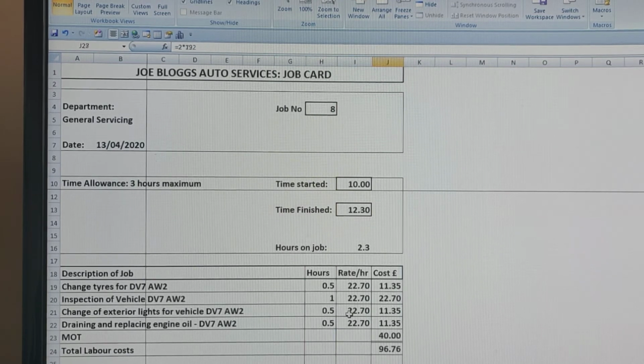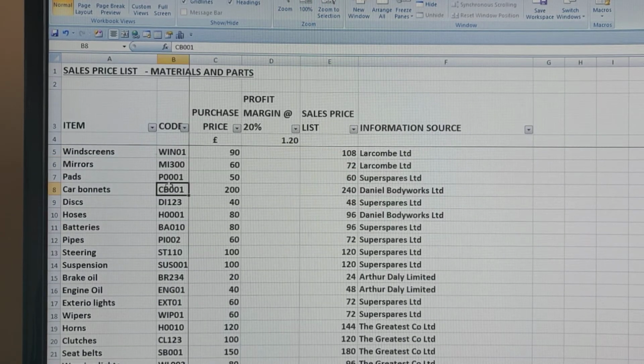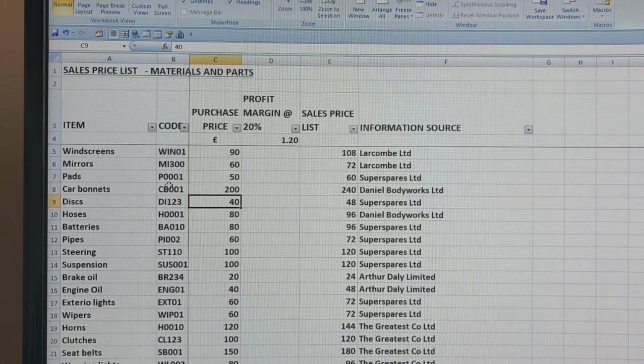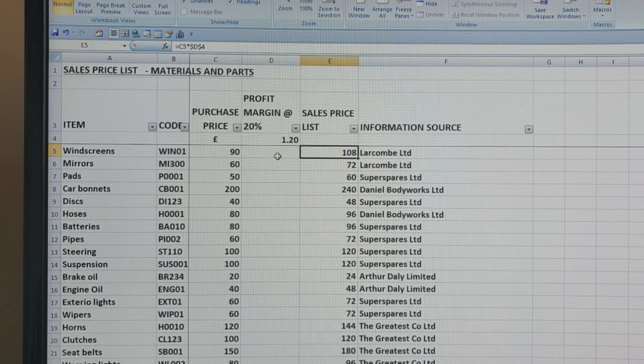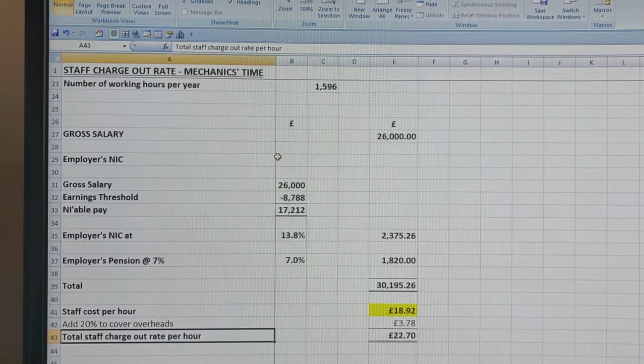Now, the exterior lights that were changed, and the tires that were changed for the vehicle, were taken from the stock and sold to the client. Okay? This is the price list. Tires were the item here, each of them was bought. We have the cost here. But then Joe Blogs has a practice of adding 20% to the cost in order to make its own profit, and then sells each item to the client at cost plus 20%. So we have added that to the job card here. So this is the job card.